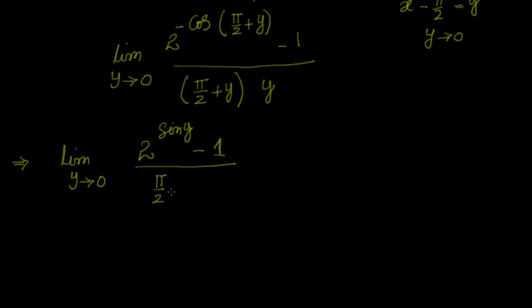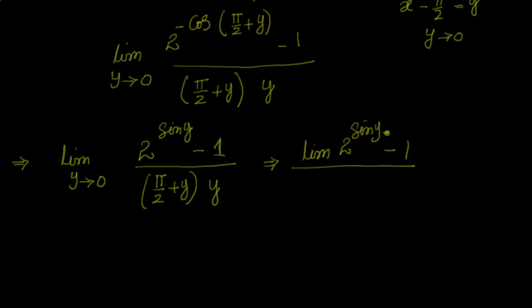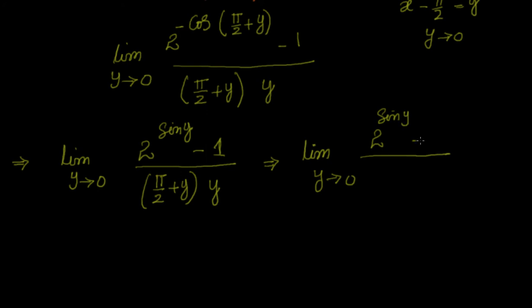So seems to be we are coming into one shape. Let us see now whether we can apply the formula. What we will do now, we will try to separate the limits. We will say the first one as 2 power sin y minus 1. Let me just write it properly. Okay, there you go. Limit of y tends to 0, 2 power sin y minus 1.